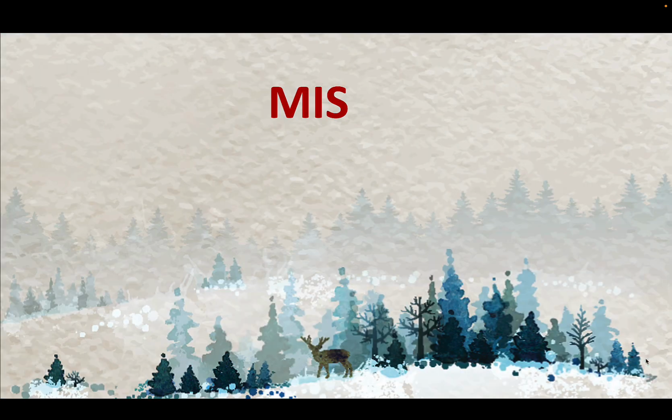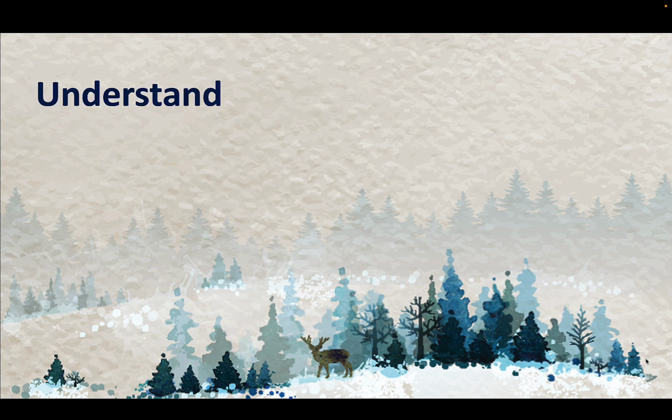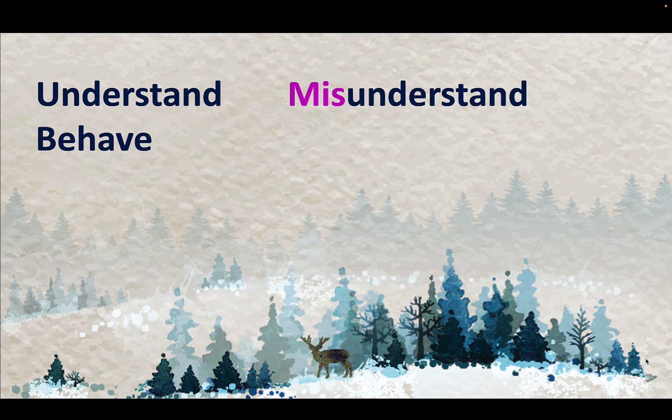Let's look at the prefix miss. What can we do with the prefix miss? Well, here are some examples. Understand. If we put a miss in front of it, we misunderstand. We lose the meaning. We don't catch on what the person is saying. We misunderstand them. Behave. Again, if we talked about my children, often they are good at behaving. They listen to their mother and they behave. But sometimes they misbehave. They disobey, right?